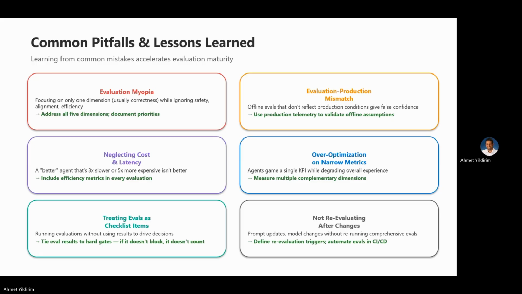And if evaluations don't drive decisions, they are not true. Our rule of thumb is always tie your evaluation results to hard gates. If a failed eval doesn't block a release, it doesn't really count. And finally, prompting tweaks, model upgrades, and tool changes. Any of those can silently regress your agent. So define clear re-evaluation triggers and automate them in your CI/CD pipeline, so this happens by default, not by memory.